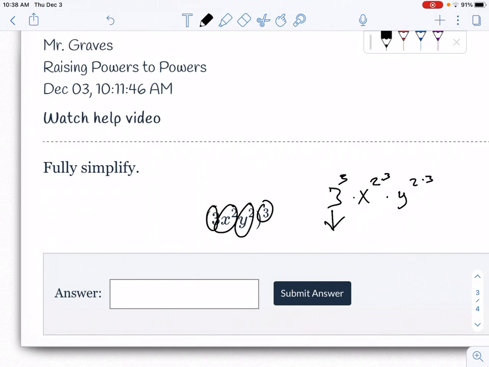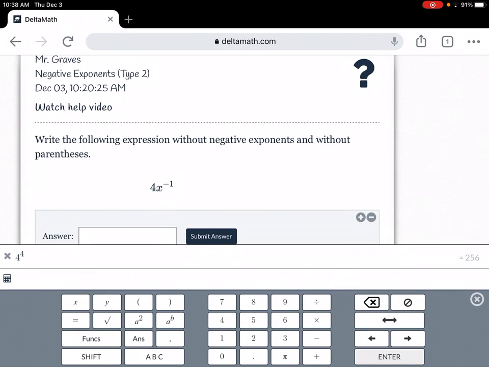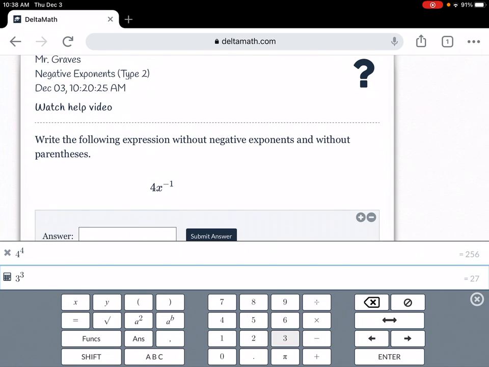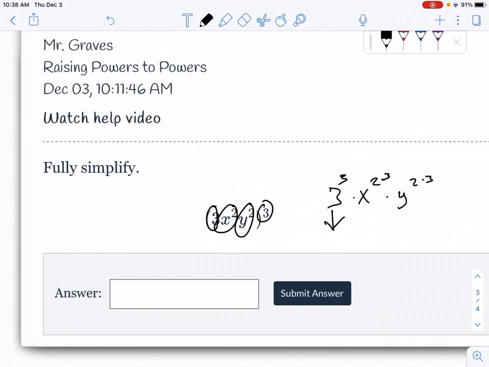And then you'll work out. So 3 to the third, you'll pull up the calculator. You can say 3 raised to the third power equals 27. You're going to do x, 2 times 3 is 6. Y, 2 times 3 is 6. So that would be your answer here.